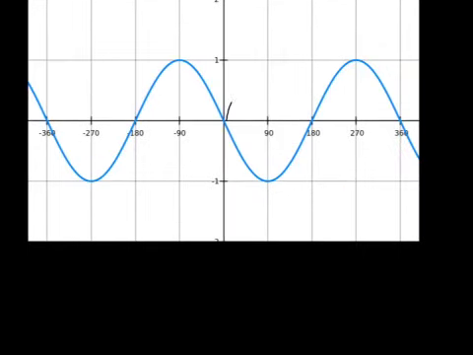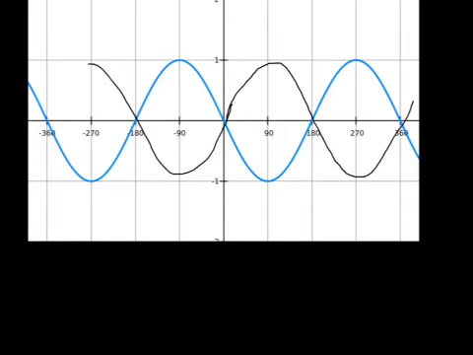Now this graph is similar to the graph of y equals sine x, which I'm drawing now in black. So here's the graph of y equals sine x, and it goes back like this. But the whole thing has been reflected in the x-axis. So whereas before sine of 90 is 1, now it's minus 1. Whereas before sine of 270 is minus 1, it's now 1. So this is the graph of y equals minus sine x. Every y value has a minus sign put in front of it.